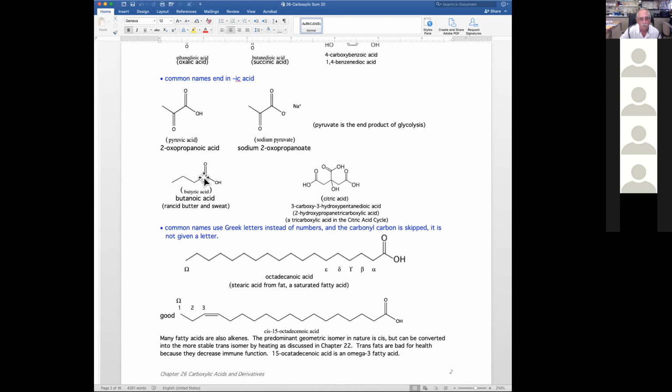So here is 1, 2, 3, 4. So butanoic acid. Its common name was butyric acid. Notice oic versus ic, right? That is found in sweat. That is found in rancid butter. Not a pleasant smell.